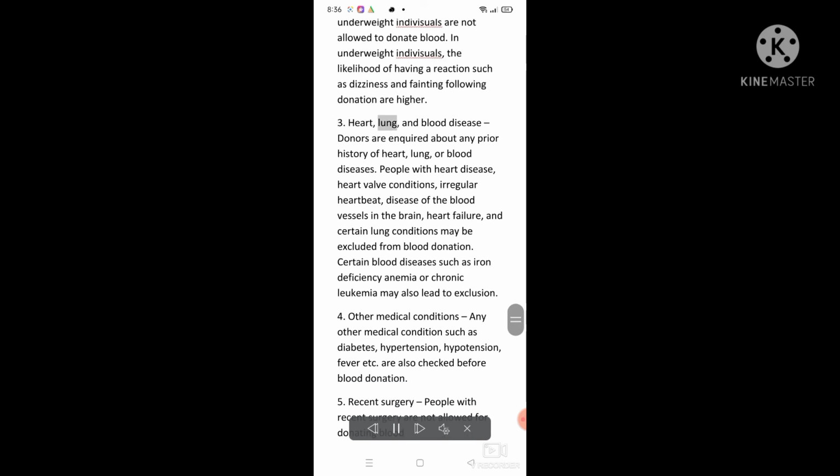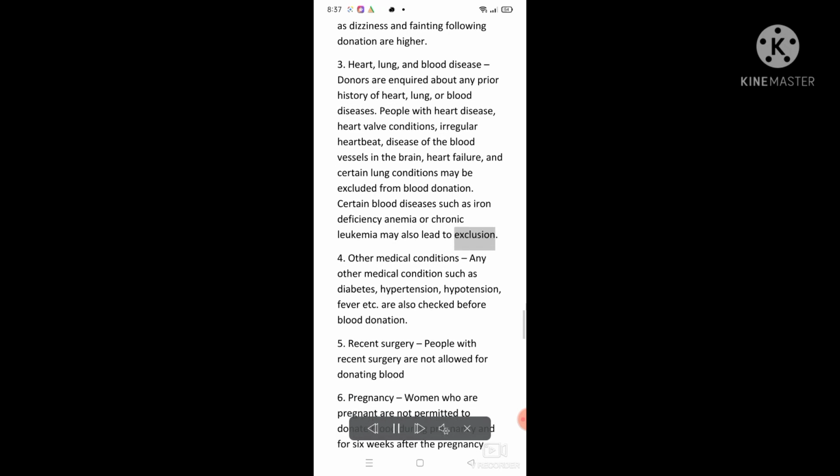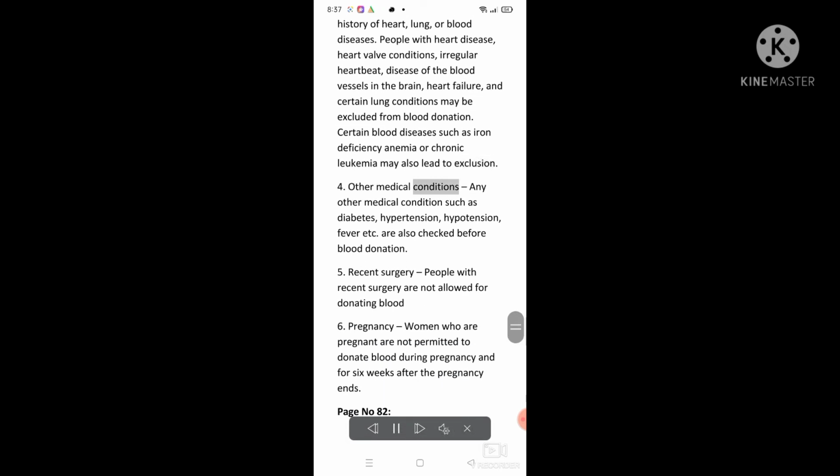3. Heart, lung, and blood disease. Donors are inquired about any prior history of heart, lung, or blood diseases. People with heart disease, heart valve conditions, irregular heartbeat, disease of the blood vessels in the brain, heart failure, and certain lung conditions may be excluded from blood donation. Certain blood diseases such as iron deficiency anemia or chronic leukemia may also lead to exclusion. 4. Other medical conditions. Any other medical condition such as diabetes, hypertension, hypotension, fever, etc. are also checked before blood donation.